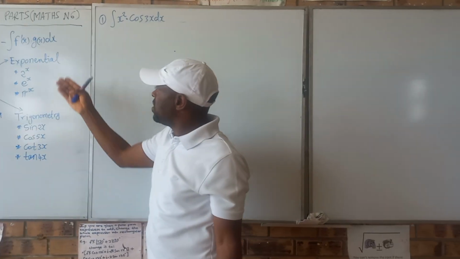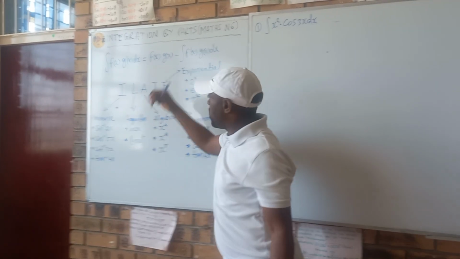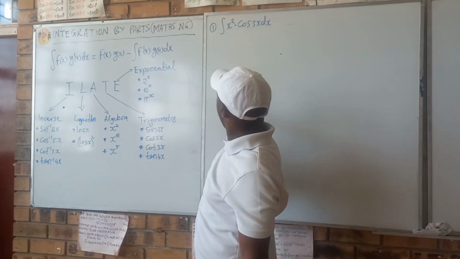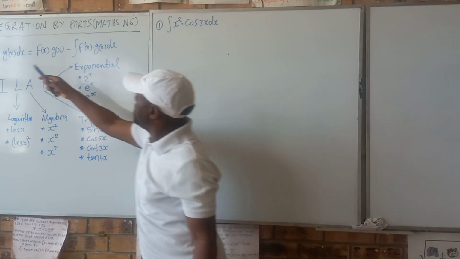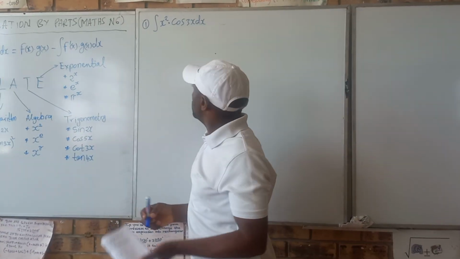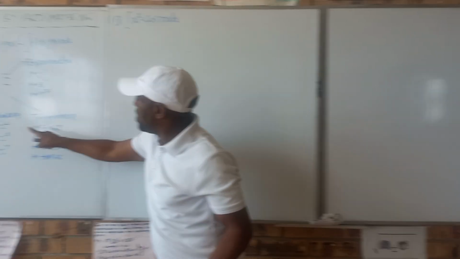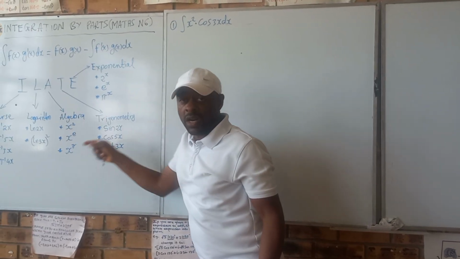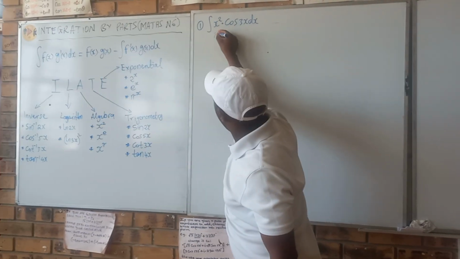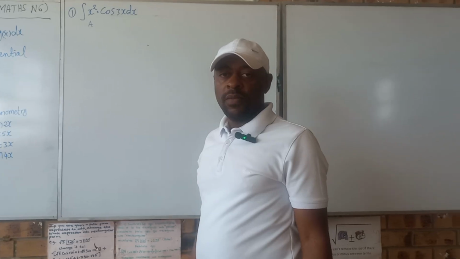So all I need to do is know that this is my formula that I will use. It's now my responsibility to choose which function will occupy the place of f in the formula and which function will occupy g prime. So in that case, I need to know what kind of function this is. x squared is like what we've got there. You see, it falls under algebra. So this is algebra. Then cos falls under trigonometry.